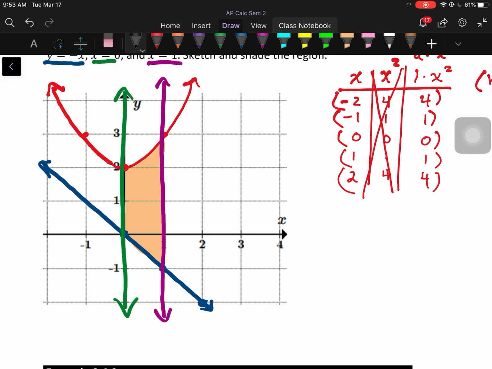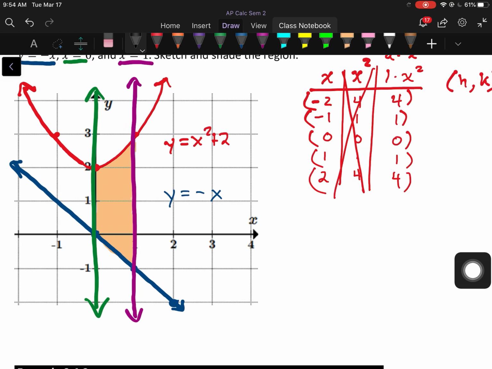And when I set up the integral, what I want to do is figure out which function is greater than the other function in terms of the red and the blue. And so it should be clear to you, hopefully, that the red function, y equals x squared plus 2, is going to be greater than the other function, y equals negative x, over the entire interval. In this case, the red function is larger than the blue function because the y values are greater or above the other one.